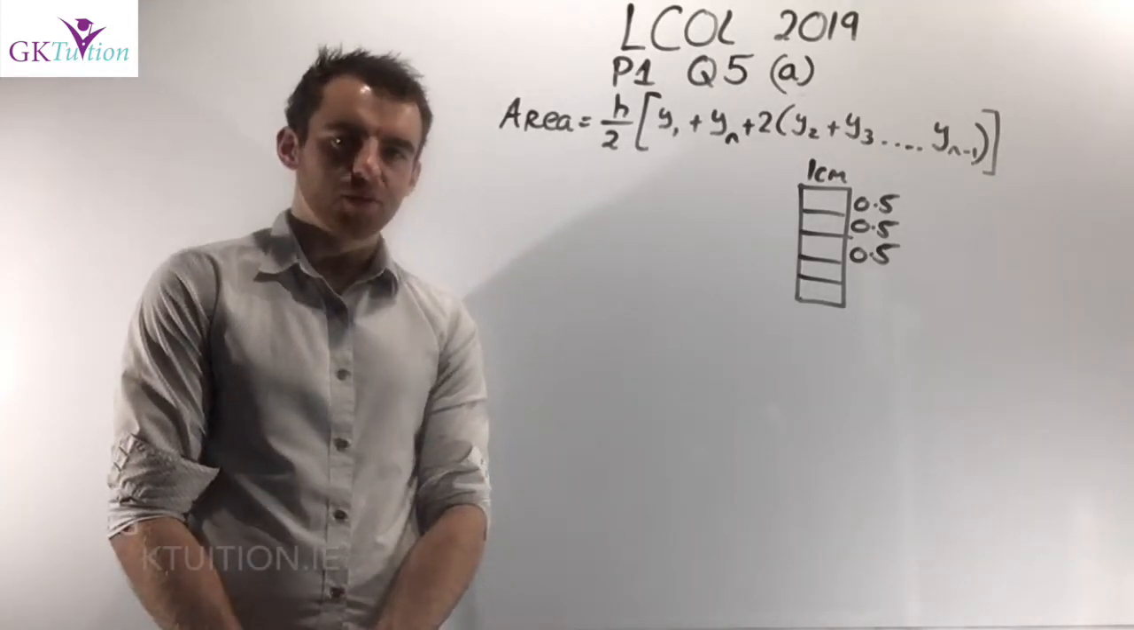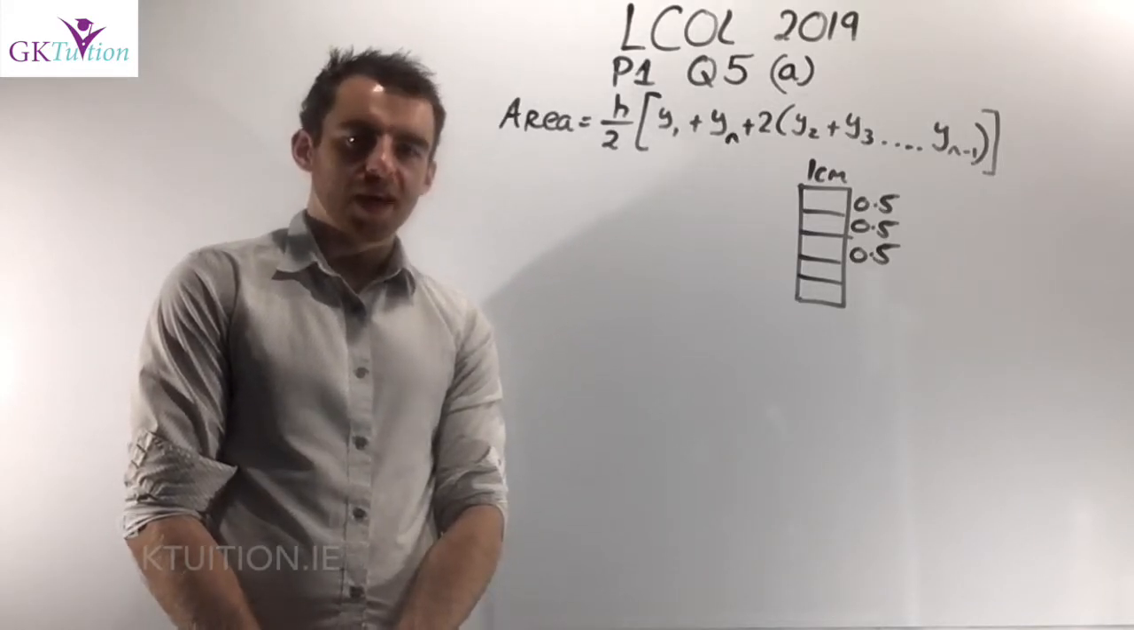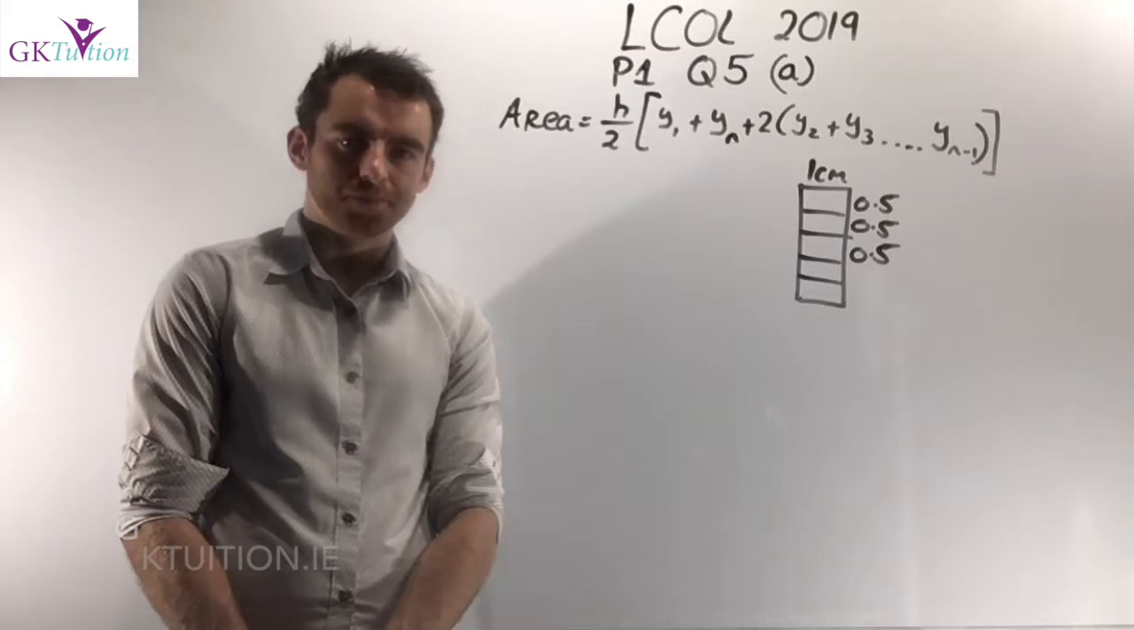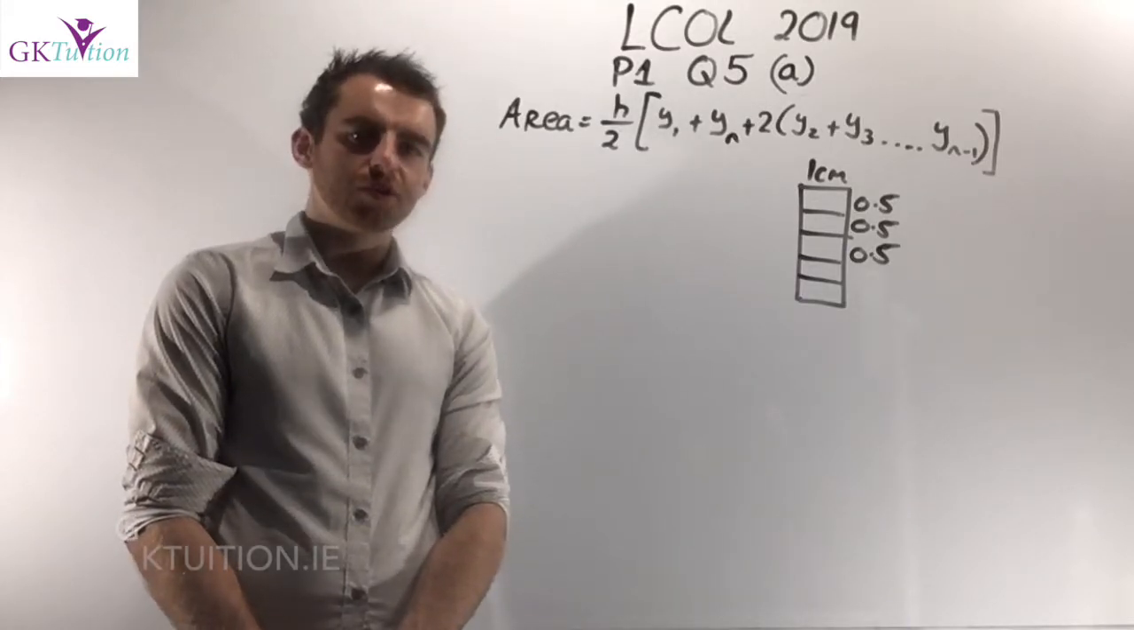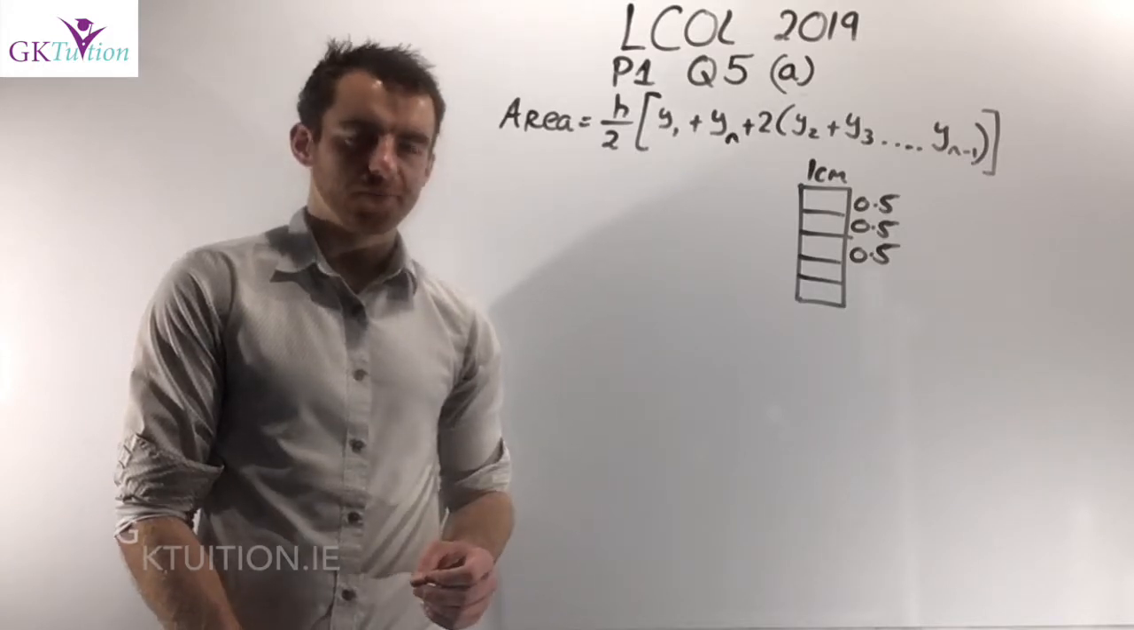In the first part of this question we're given a diagram and we're told that the diagram represents the area of a garden that is covered in lawn. We're asked to use the trapezoidal rule to estimate the area of the garden in meters squared.